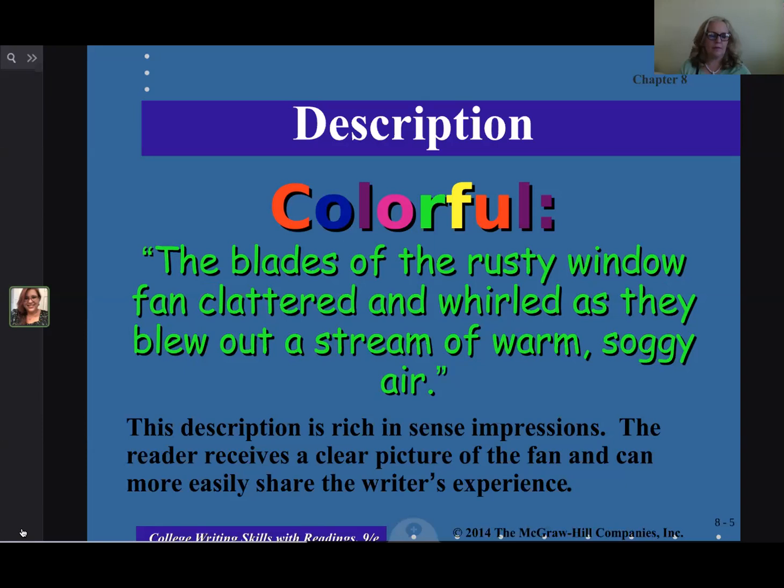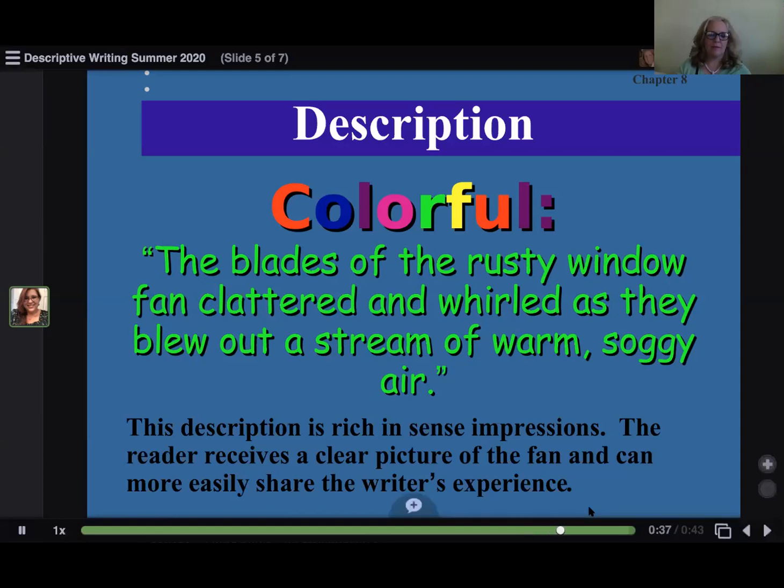Not all descriptions are positive, sorry. But we see here the rusty window fan. We can imagine what that looks like and the texture of it as well. The strong verbs, clattered and whirled, really bring us into the sensory description. And the warm, soggy air. These adjectives really help to bring us into what's going on. Fantastic. I'm picturing, I'm sad. I'm like, oh my gosh, the summer, it's coming, it's coming.